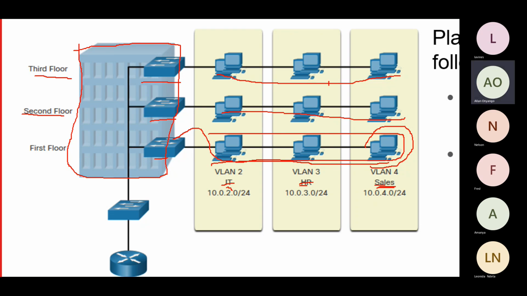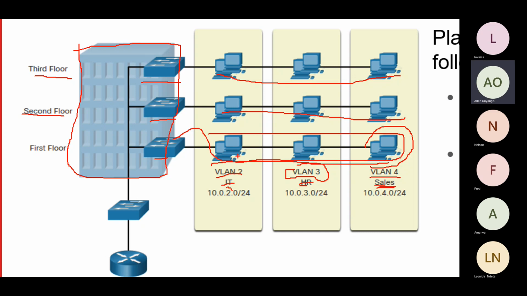As a matter of fact, the switch has a VLAN created called VLAN 2 for people in the IT department. They are in their own VLAN, in their own LAN, in their own network. People in the HR are put on VLAN number 3, and they are in their own network as well. And people in the sales department are put in their own VLAN 4, and they are in their own network.